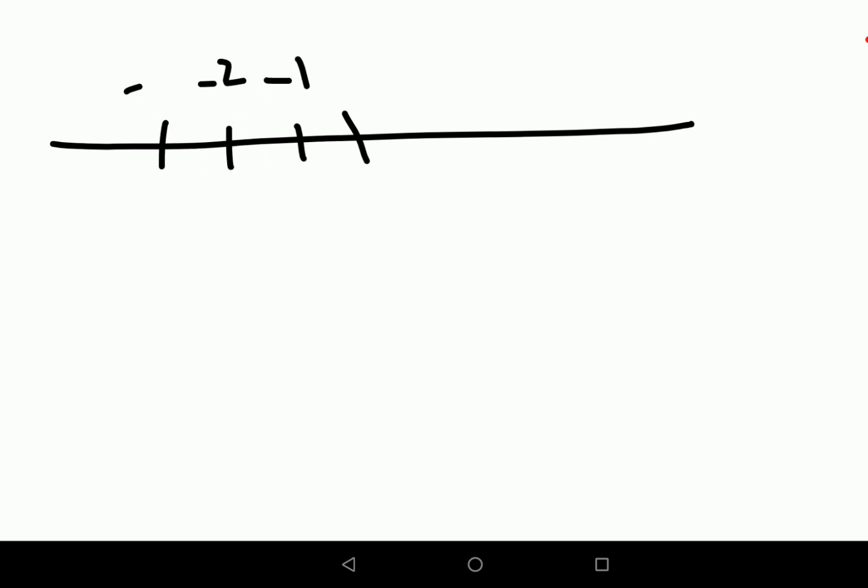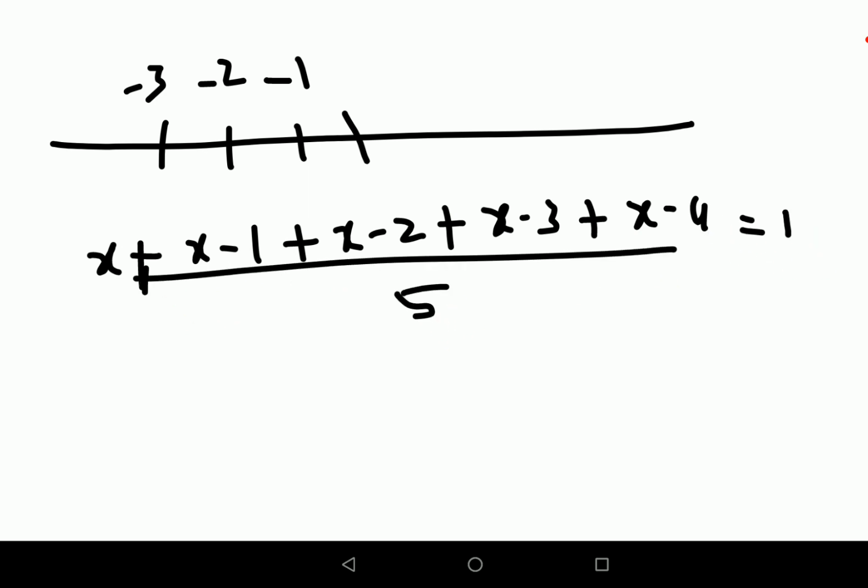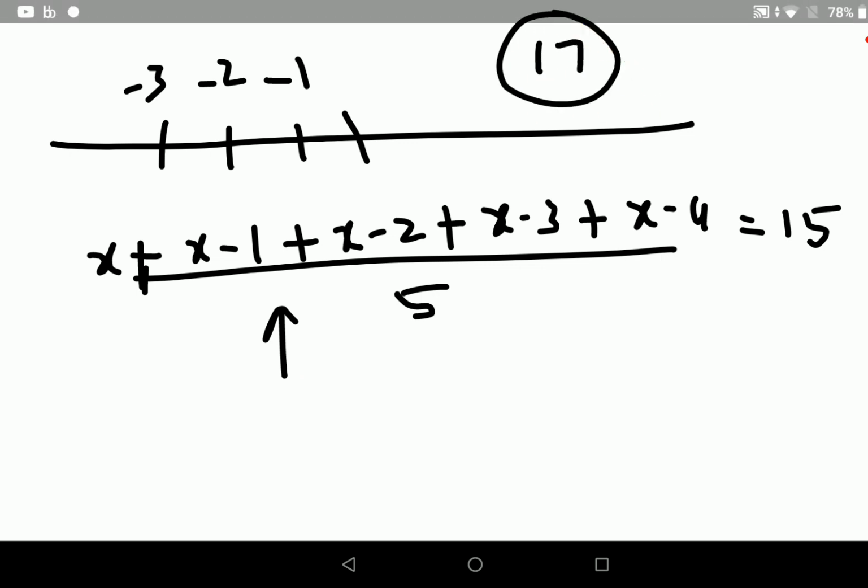I had told you that you can also take negative numbers, right? Minus 1, minus 2, minus 3. So here also you could do what? X, then x minus 1, then x minus 2, then x minus 3, then x minus 4. Then divide by 5, make it equal to 15. That is also absolutely okay. Okay, it's absolutely fine, because from here also you will get your answers. But here what will happen is, you will get the last digit. You will get x as what? 17 in this case.